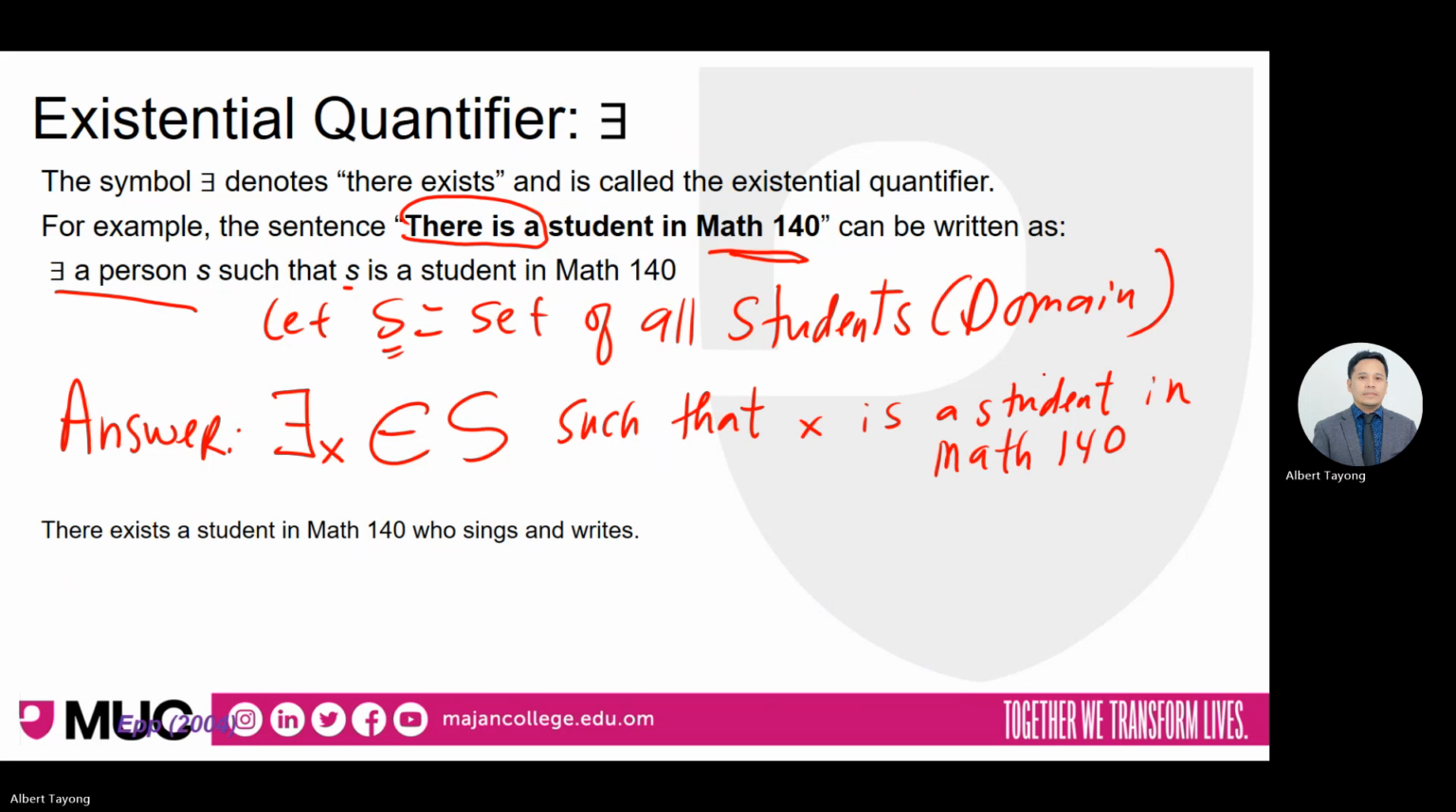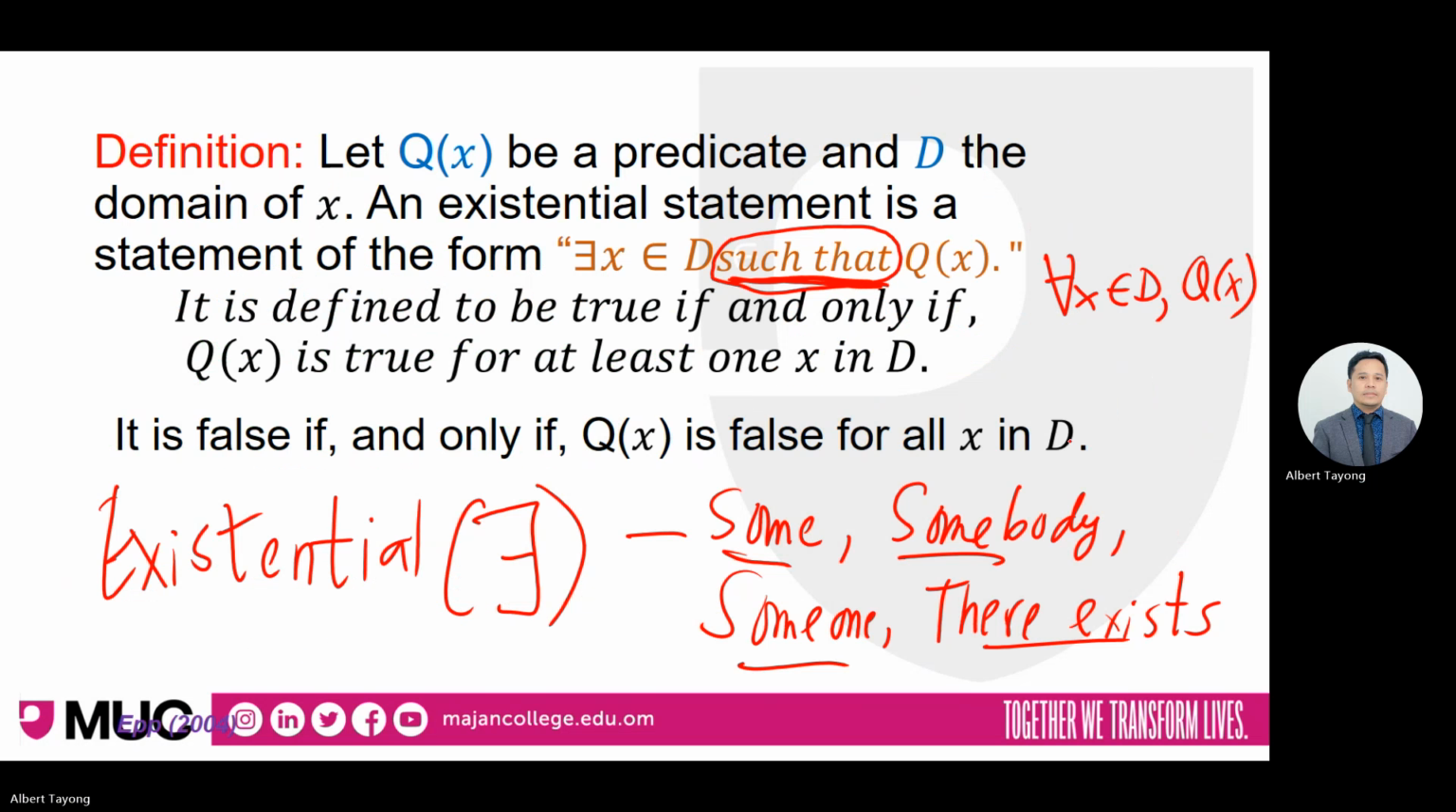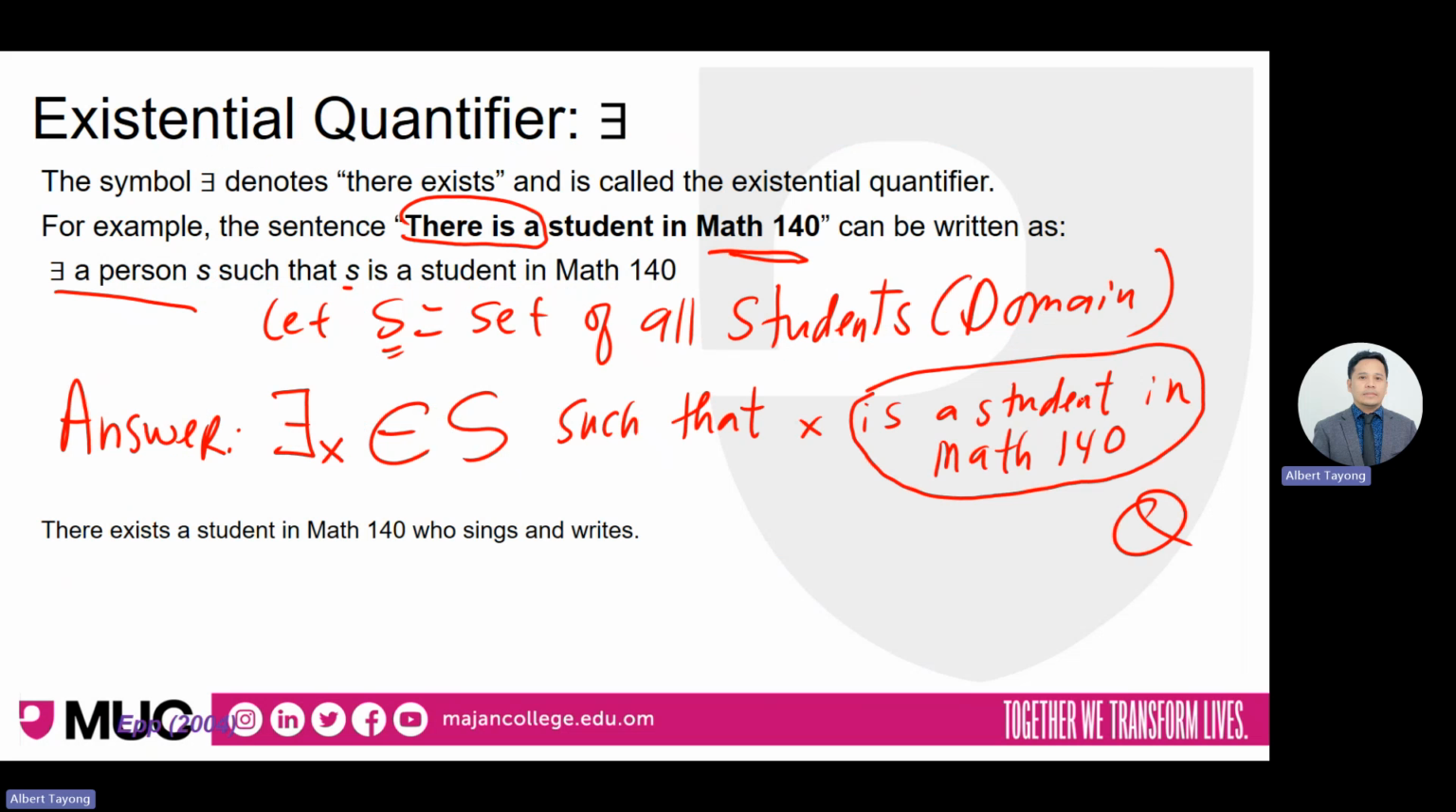Okay, so our predicate is this. This is our predicate, is a student in Math 140. So we can make this as our Q if you want to. Okay, like here, Q of X. Or you can start from X and write Q directly. Here our Q is a student in Math 140.